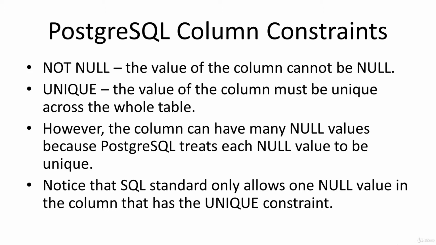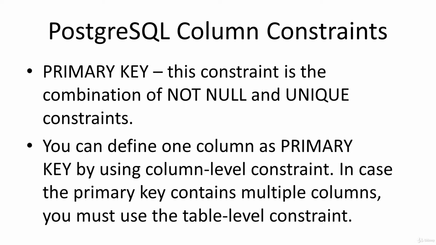Then we have some more column constraints that we can use. Primary key is one of them. This constraint is the combination of not null and unique constraints. You can define one column as a primary key by using a column level constraint. And in the case where the primary key contains multiple columns, you must use the table level constraint. We'll explore table level constraints after we finish all the options of column constraints.